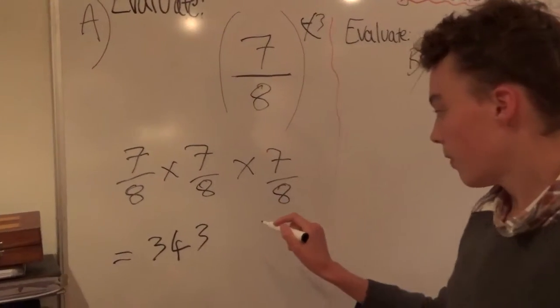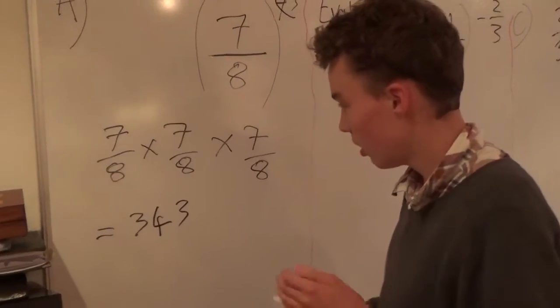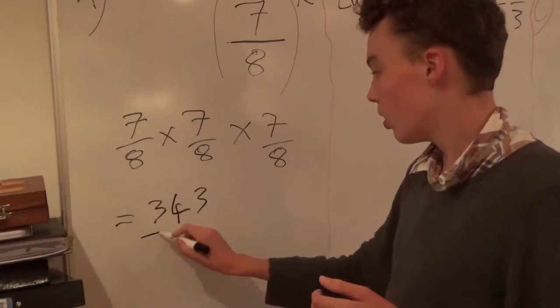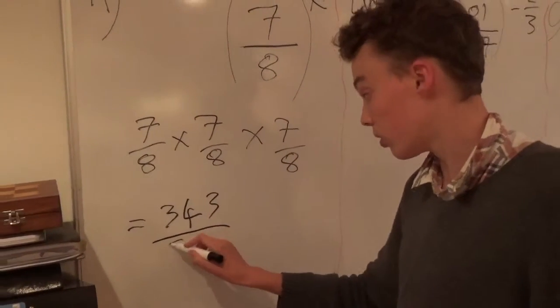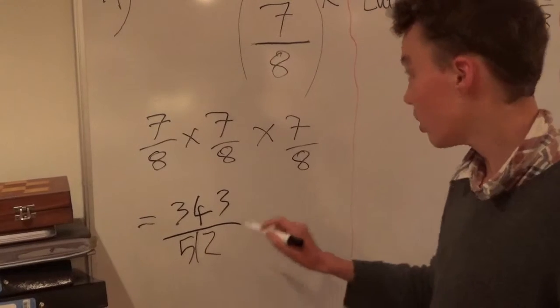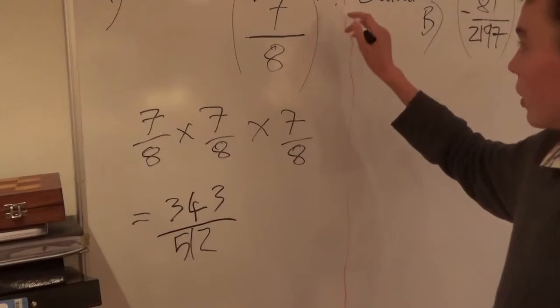343. Did you need a calculator, Edward? Well, no, it's just memory, but... Okay, fair enough. So 7 cubed is 343, over 8 times 8 times 8, which is 512. Right, so this is 7 eighths to the 3.